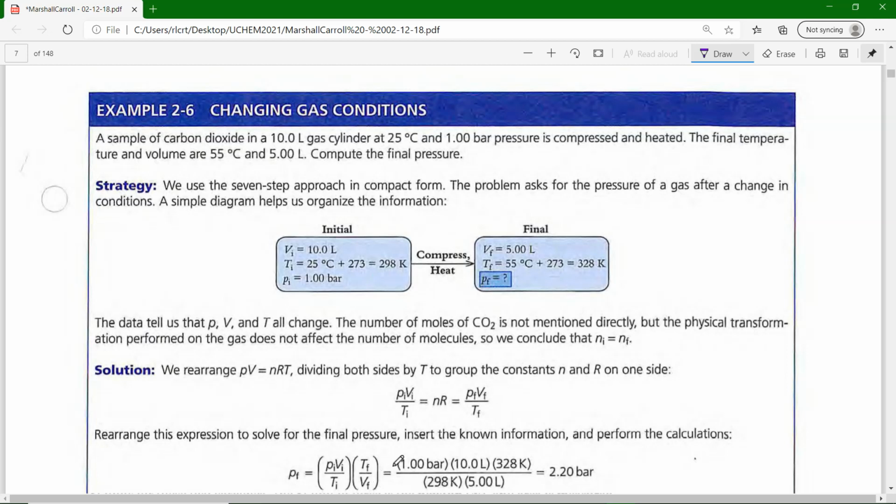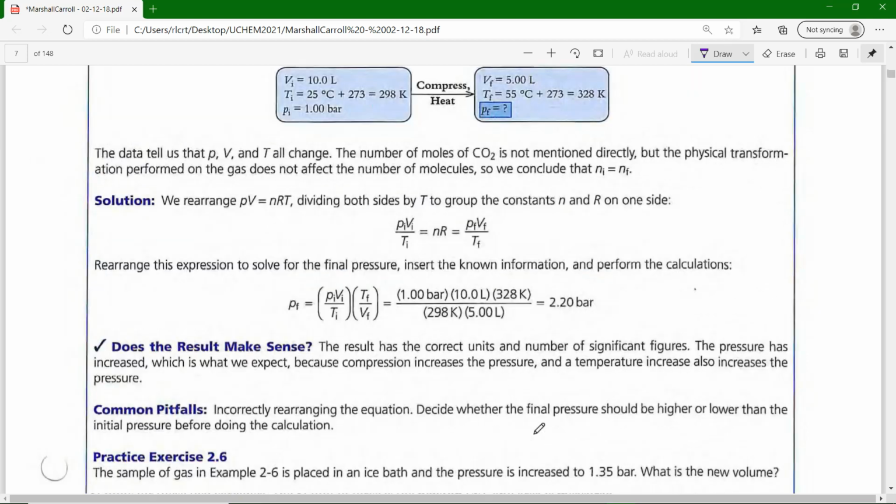Some of you may ask, what about the n? I'm not taking in or removing any carbon dioxide, so n final equals n initial, and it cancels out. So for P final, punch it in and you get 2.2 bar. The pressure has increased, which is what we expect, because compression increases the pressure, and a temperature increase also increases the pressure.